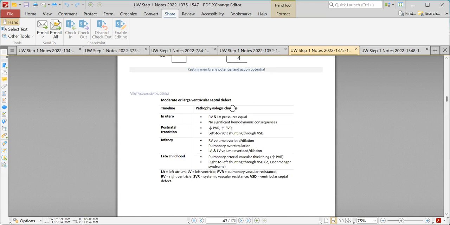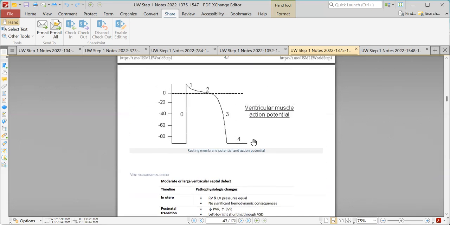So VSD, what happens in the VSD? Right and left ventricular pressures are equal. So in the postnatal transition, the systemic vascular resistance increases. Right ventricular volume overload is there, and pulmonary recirculation is there. In the VSD, there's right to left shunting.